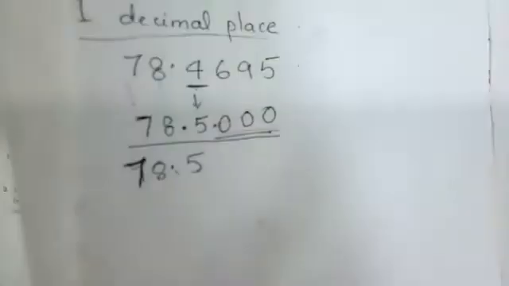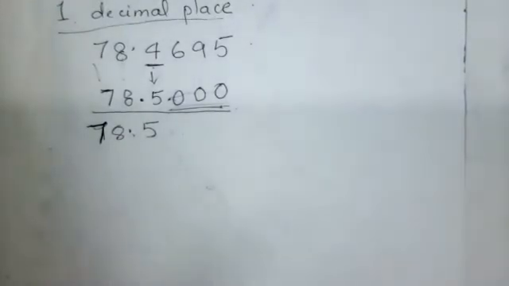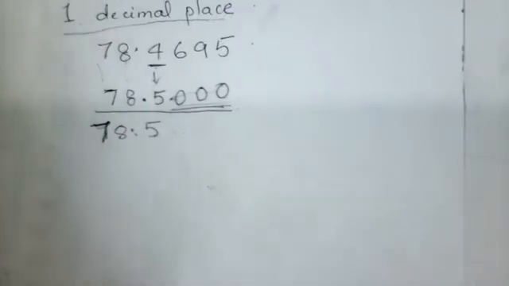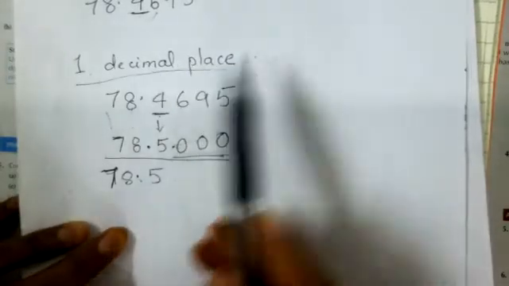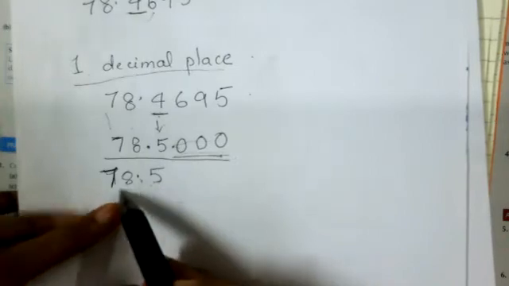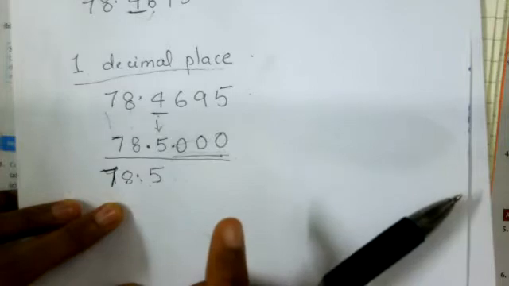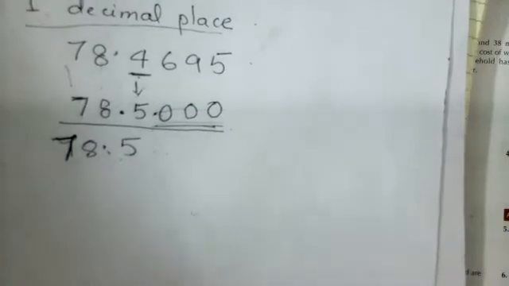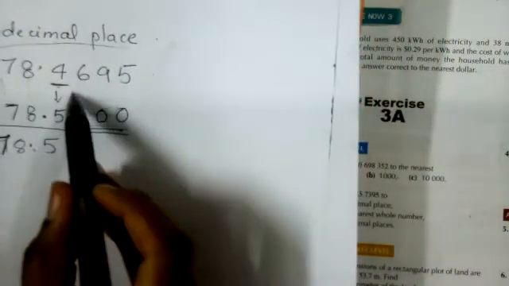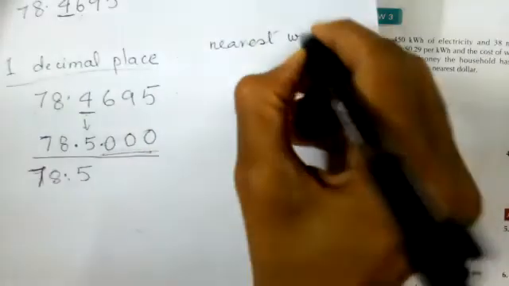Ma'am, won't we do 78 as a whole number too, because it's 5, so won't we make it 79? Beta, it depends upon the question. The question asked us to round it off to one decimal place. It can be 79 if we round it off to the nearest whole number. Okay, you want to do it to the nearest whole number? Let's do it.